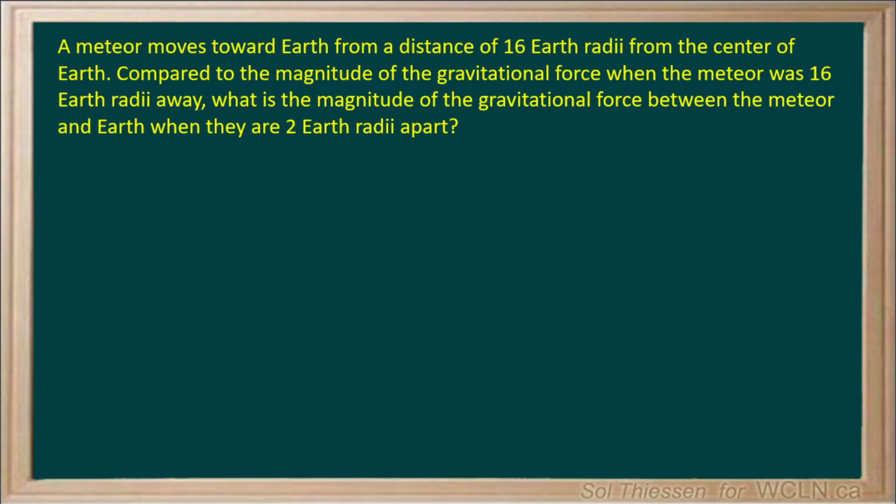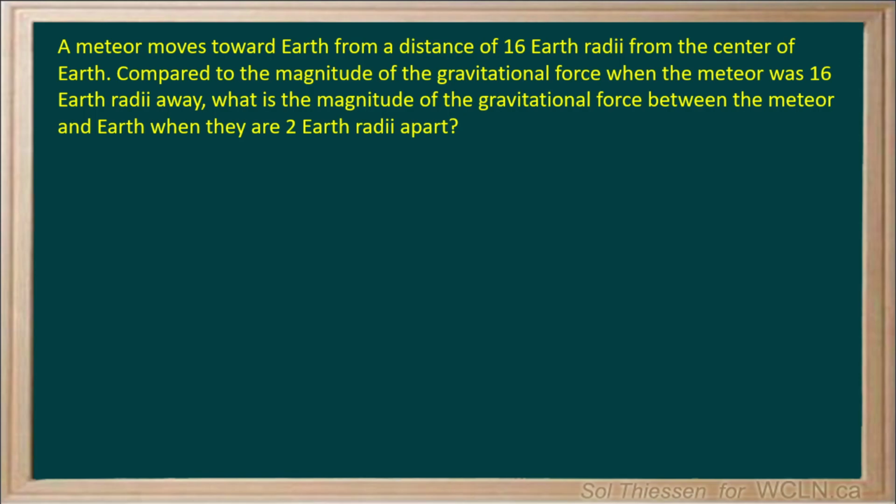A meteor moves toward Earth from a distance of 16 Earth radii from the center of Earth. Compared to the magnitude of the gravitational force when the meteor was 16 Earth radii away, what is the magnitude of the gravitational force between the meteor and Earth when they are 2 Earth radii apart?